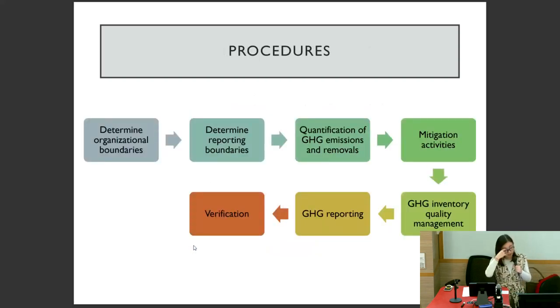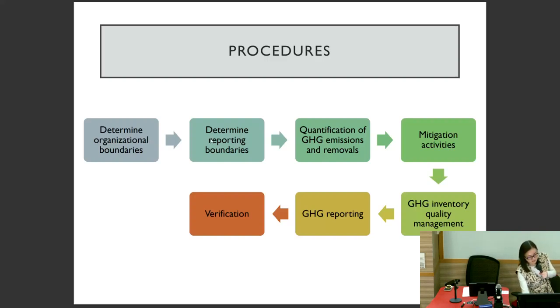And this is the flow chart for the procedures for doing the assessment. So first of all, determine the organizational boundary. Many organizations may include many subsidiaries or other sister companies. So which ones should be included? This is the first step: determine the organizational boundary, whether you use the equity share approach or the control approach.